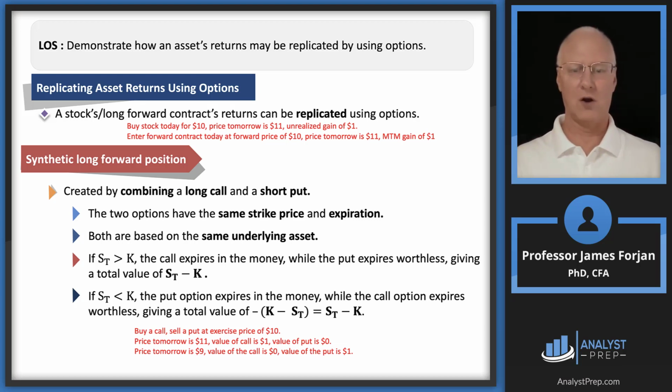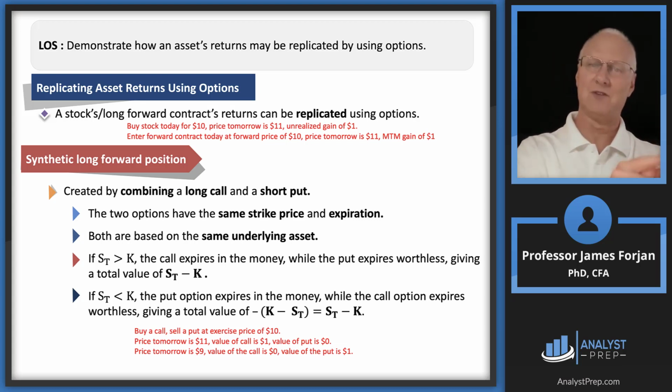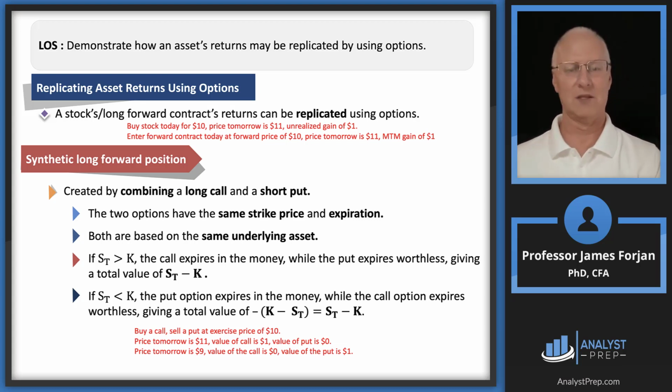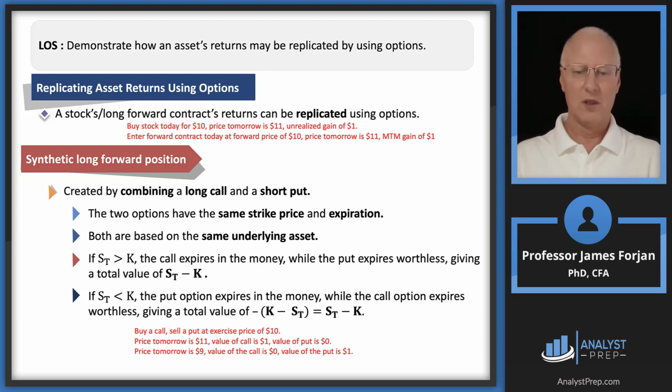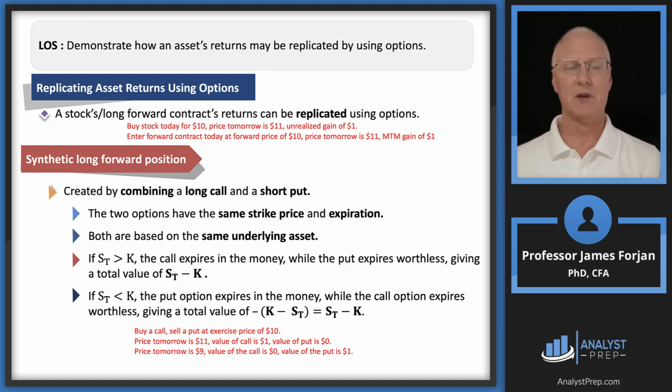We're going to buy a call and sell a put at an exercise price of $10. All right, so notice that the exercise price here, that's the same as the forward price above, and it's the same as the stock price today. So that's probably relatively important. But if the price tomorrow is $11, the value of the call is $1. I'm just assuming that it's a one-day option, so forget about present values and Black-Scholes-Merton and the binomial model, any of those kinds of models. The value of that call is $1. The value of the put is 0. So there's your $1 if the price goes up to 11.